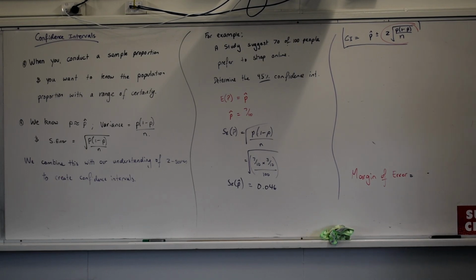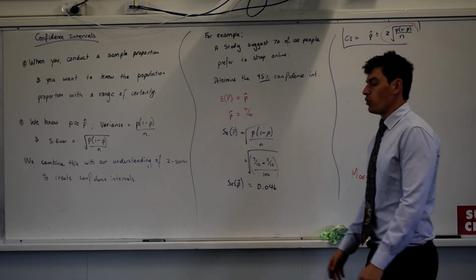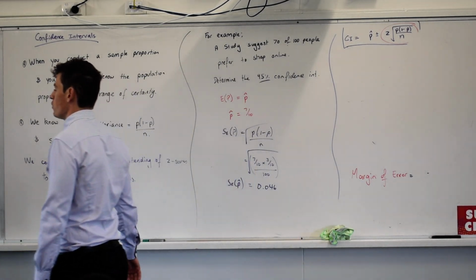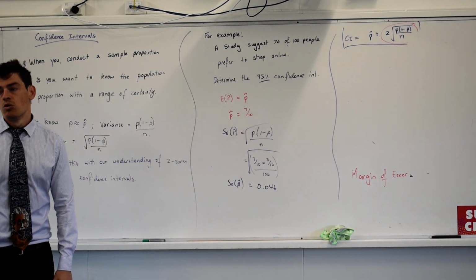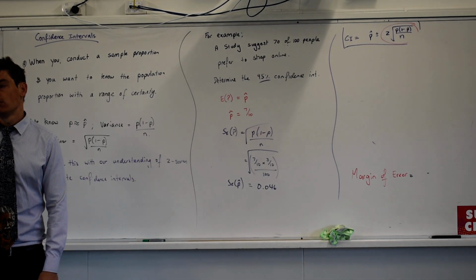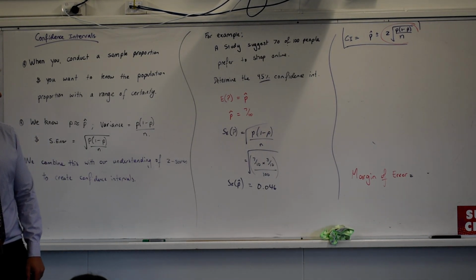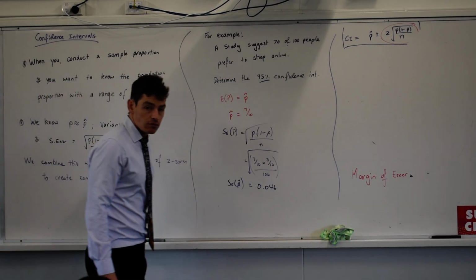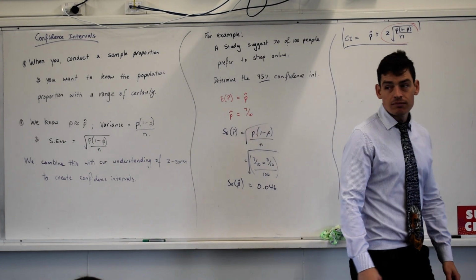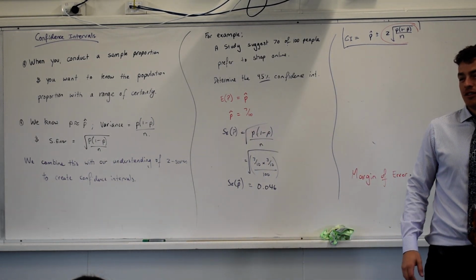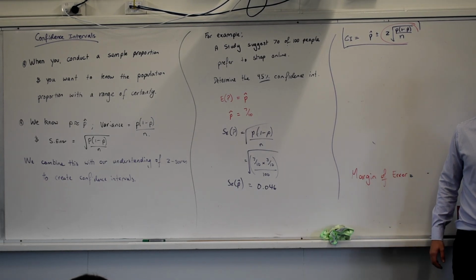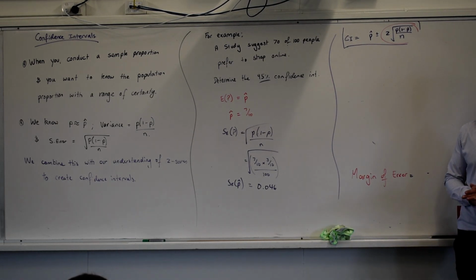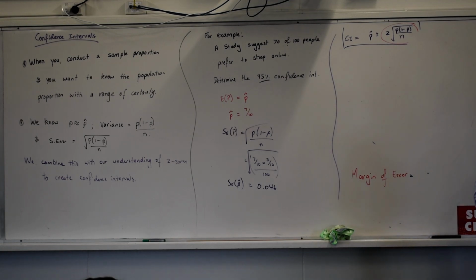If I was going to give you $1 million if you could identify the population proportion, what would your guess be? So 70 out of 100 people prefer to shop online. What is your best guess at the population proportion? 70%, or 0.7, cool. That's your best guess. Are you certain the population proportion is 70%? No?